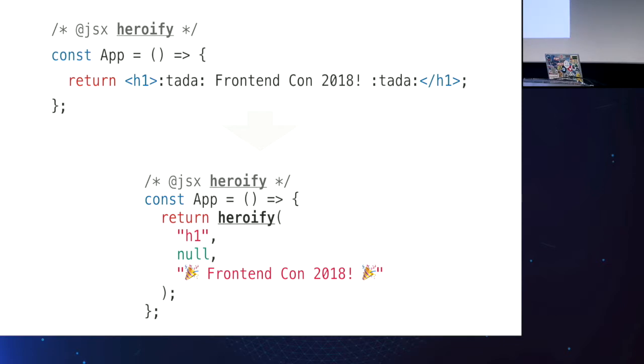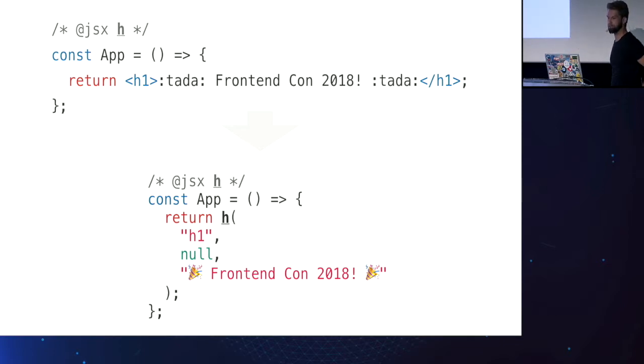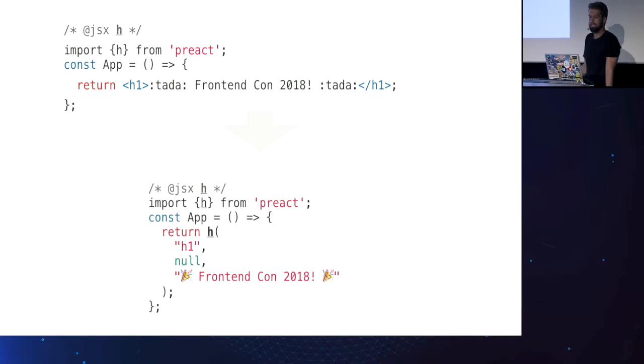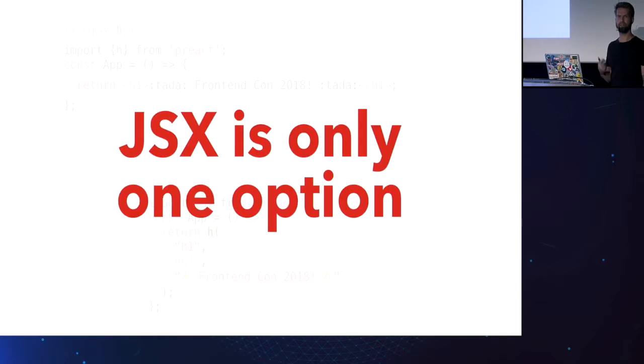Heroify is nice, but usually people just go with H. In case you're writing React or Preact, have you ever wondered why you had to import something that you never used? The thing is that it is actually this code that is running later. JSX is just a transpilation to function calls. You don't have to write JSX, though, when you want to write virtual DOM.